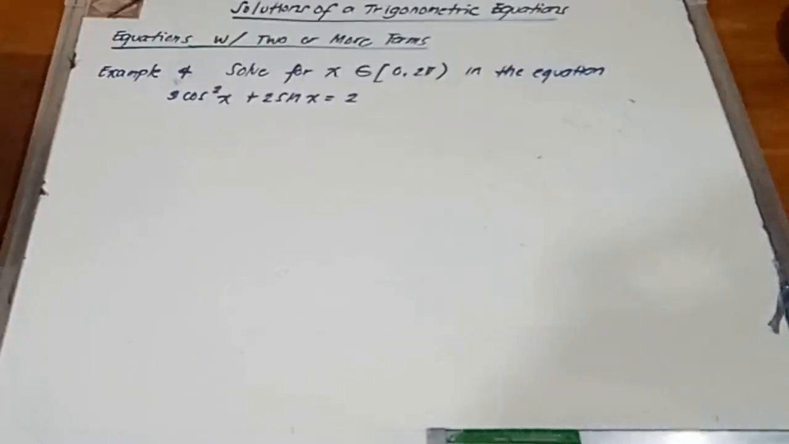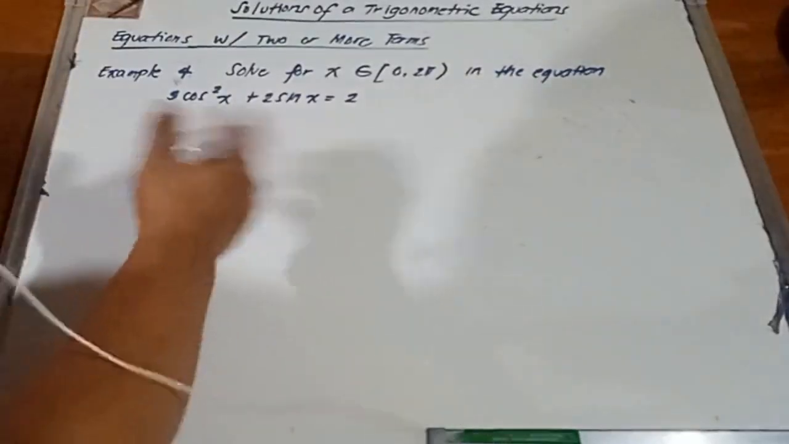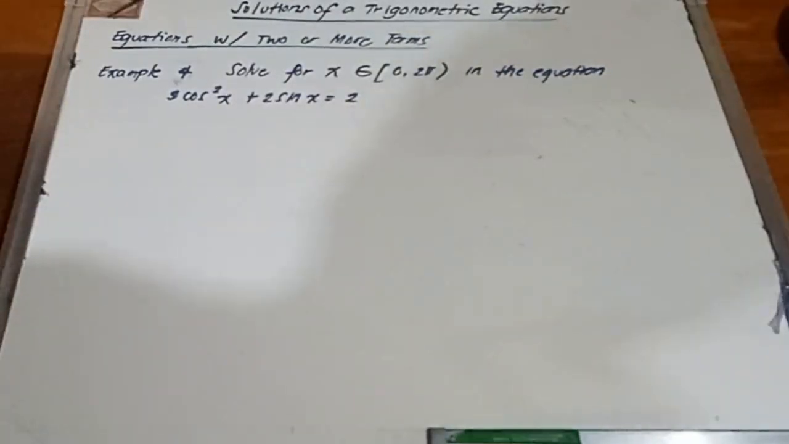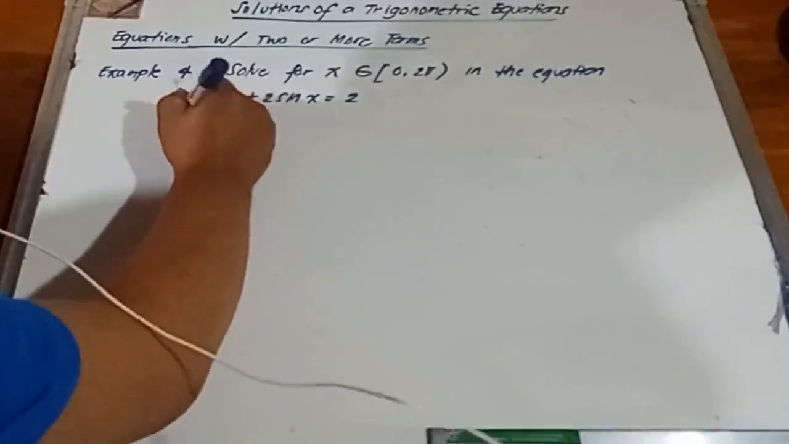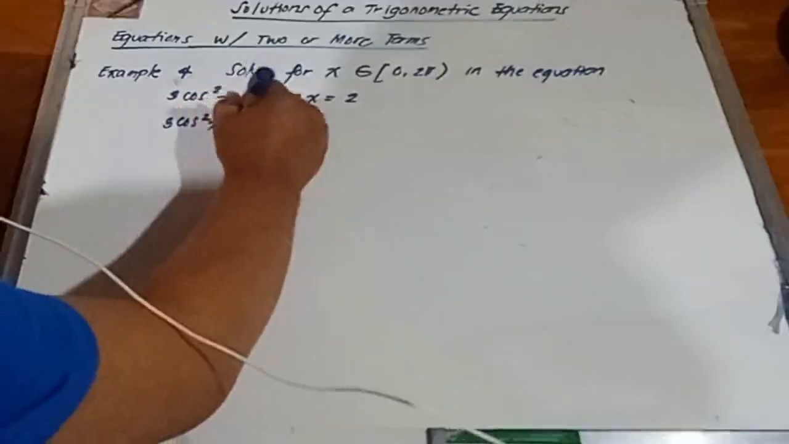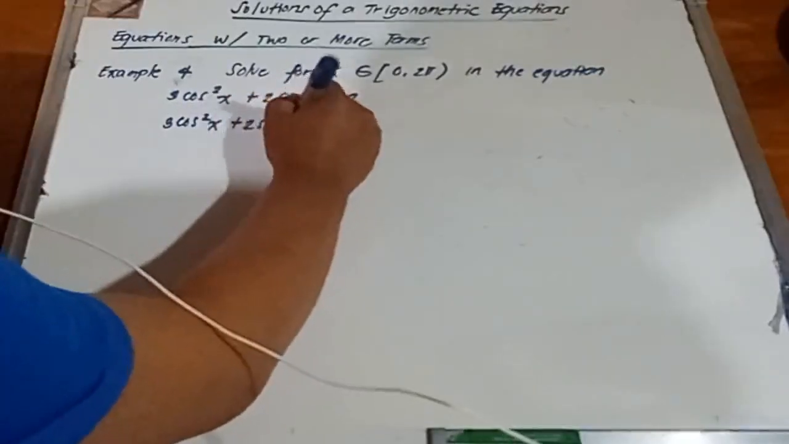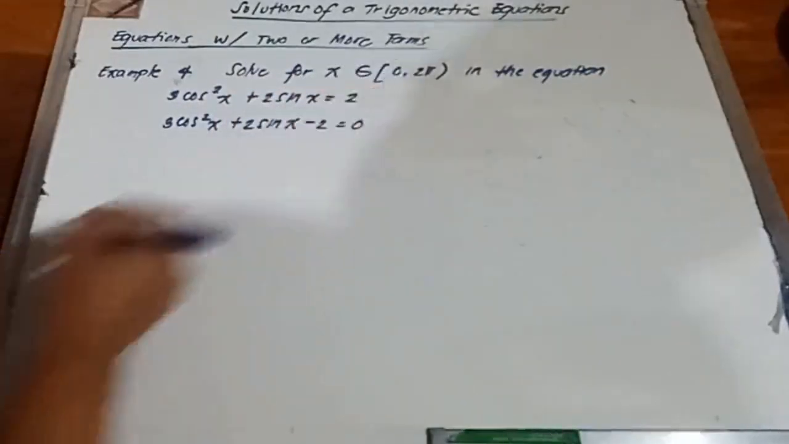Okay, so this is my fourth example para dito sa ating equations with two or more terms. Solve for x, an element of the interval 0 to 2 pi, in the equation 3 cosine squared x plus 2 sine x equal to 2. Okay? Again, isasama natin sa isang side of the equation yung ating mga terms. Transpose 2 to the left side. So we have 3 cosine squared x plus 2 sine x minus 2 equal to 0.